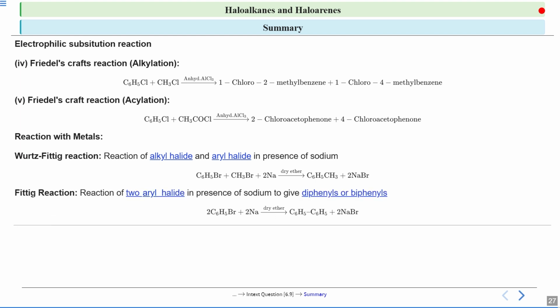Next type is the Fittig reaction, where two aryl halides react in the presence of sodium metal to give you diphenyl or biphenyl as your major product. So you can see you are taking two haloarene compounds and reacting them with sodium metal in presence of dry ether and getting a diphenyl or a biphenyl as your major product, plus 2 sodium bromide as the side product.